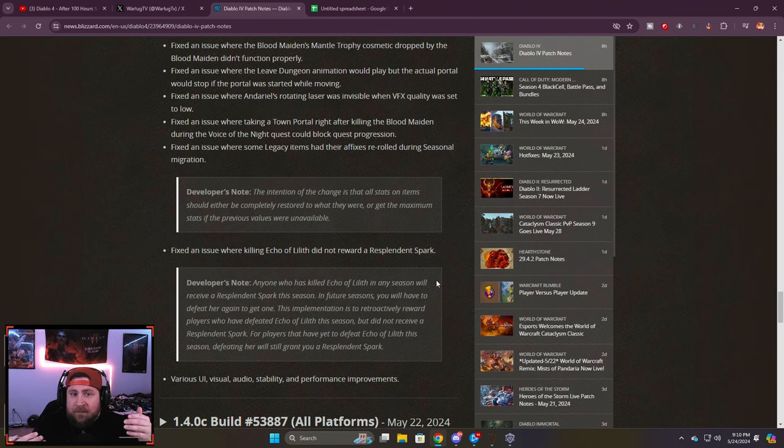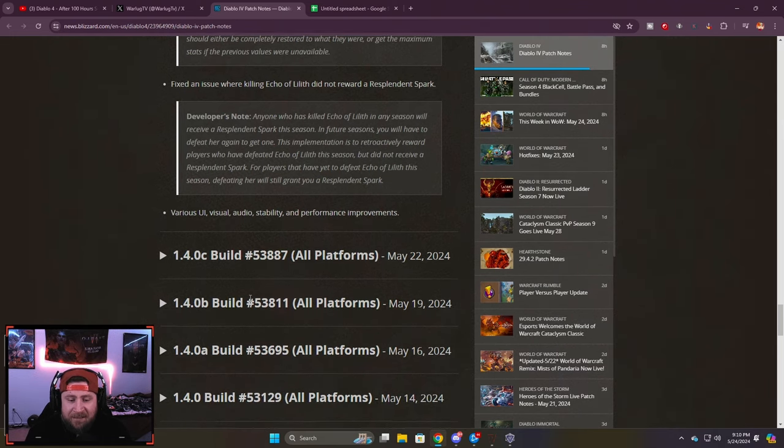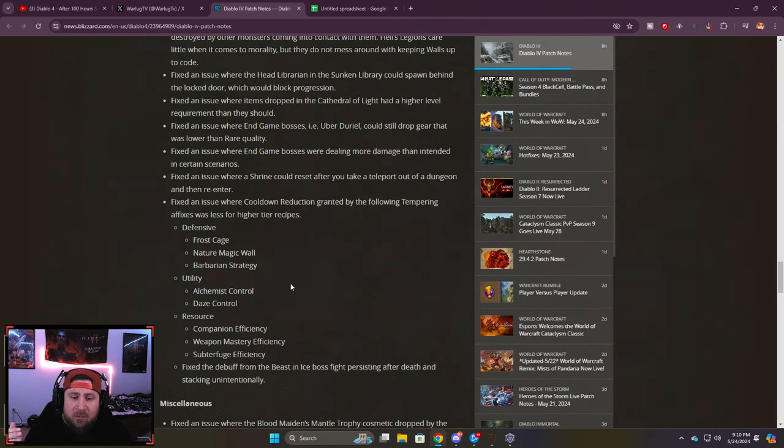The way this reads currently would mean I would get one now, and I have not fought her this season yet. I think that was a typo. It should be for this season. And then, of course, in future seasons, you will have to defeat her again to get another one, which is good. So I think this is great. I think it was just worded poorly. Or I could be wrong, and they're just going to give us one from wherever. It doesn't matter. The next big one that they had was the nerf to the Barb.